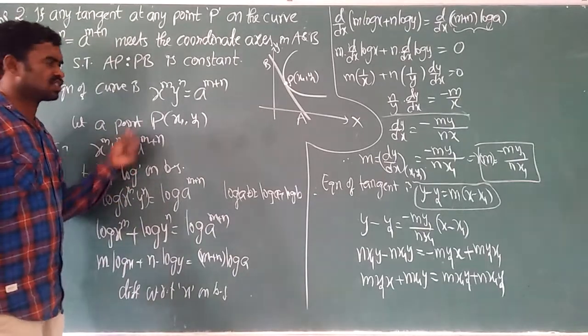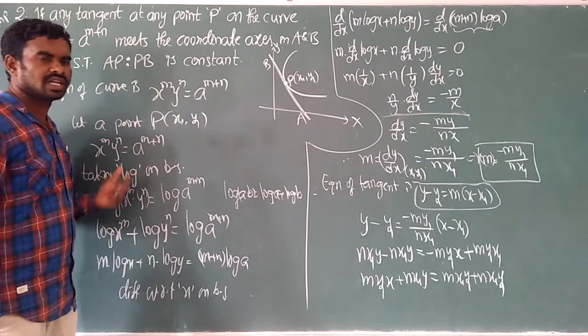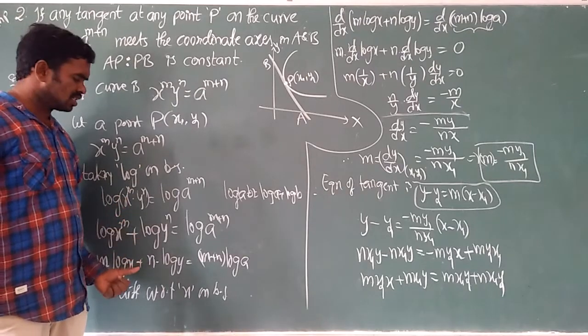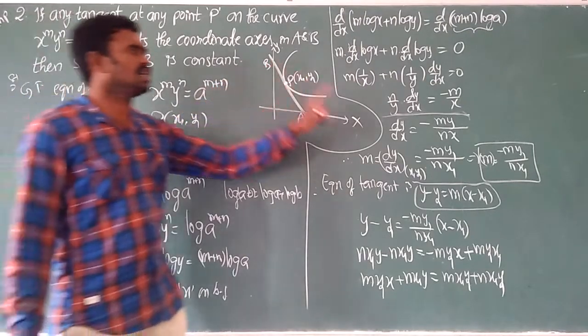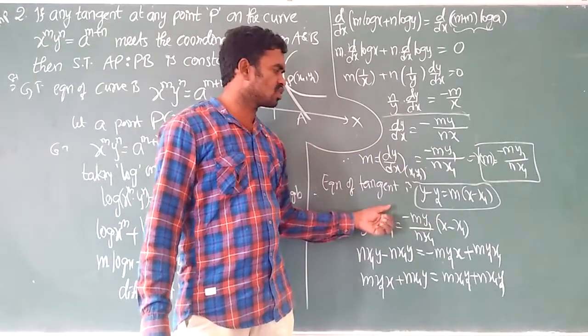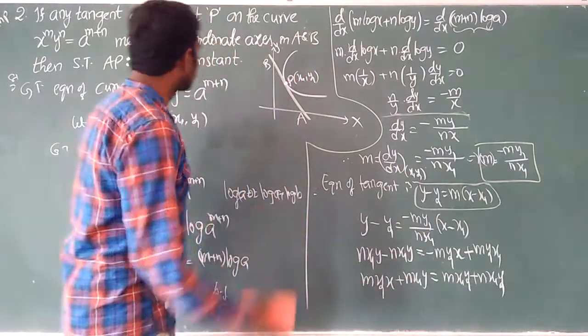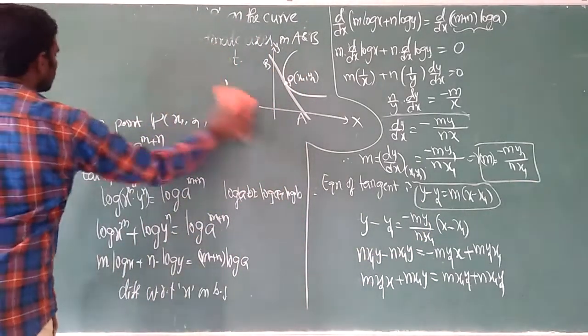First take a point x1, y1. Take the equation, take log on both sides and simplify, differentiate and write down the dy by dx value. Then write down the slope. After writing the slope, take the point and slope in the tangent equation and substitute. Okay, simplify.